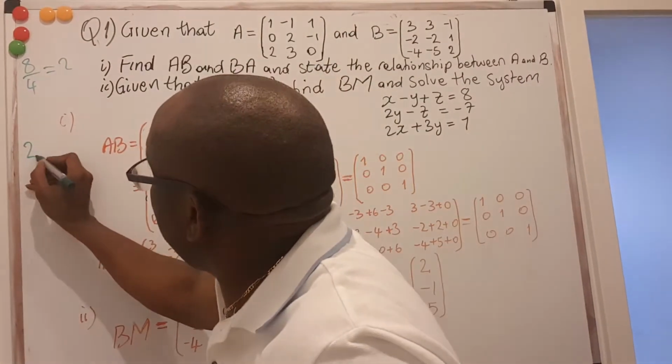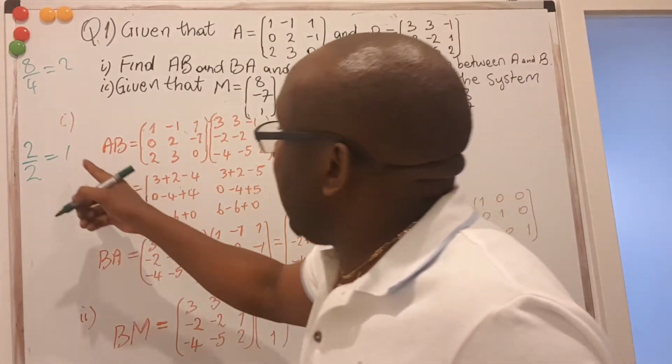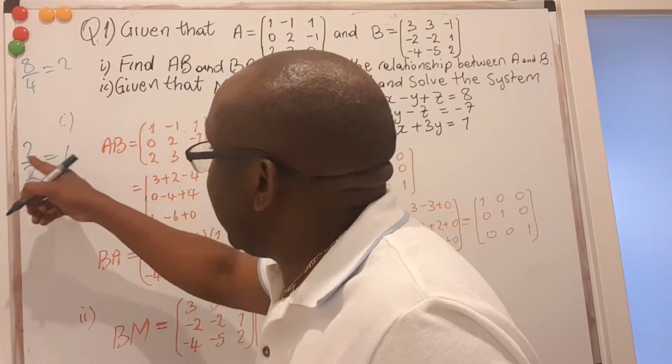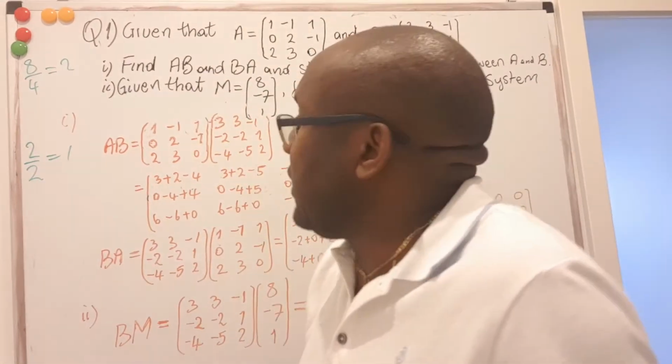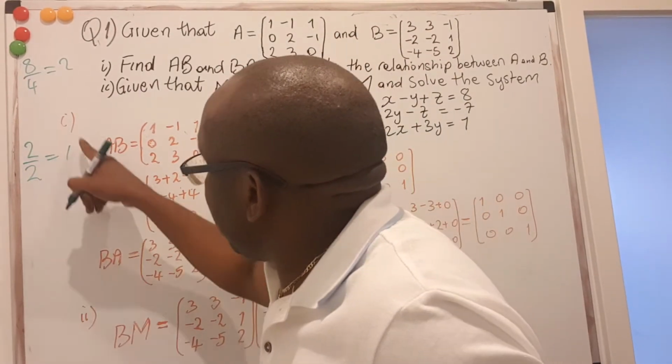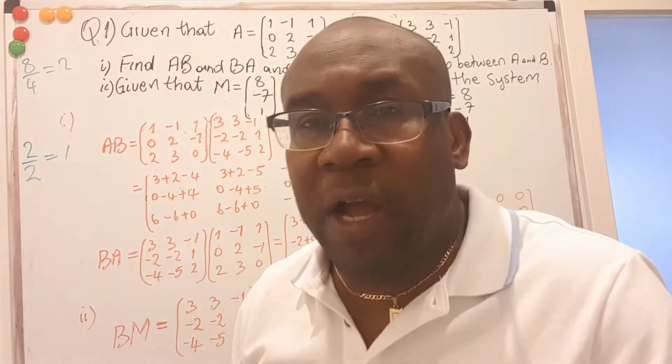So if I have something like 2 divided by 2, you all know the answer is 1. That answer is 1 because to get 2, how many times do you have to multiply 2? You just have to multiply 1 time. This would mean that a number when multiplied by 1 does not change. So if I multiply you by 1, you don't change.